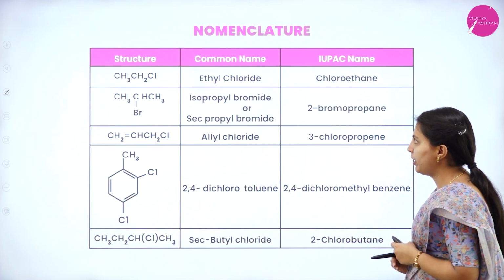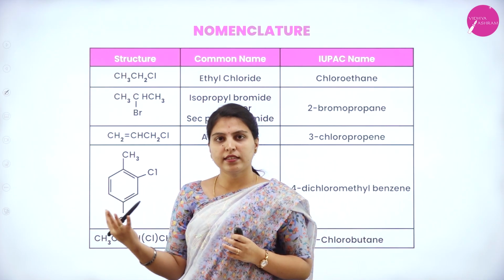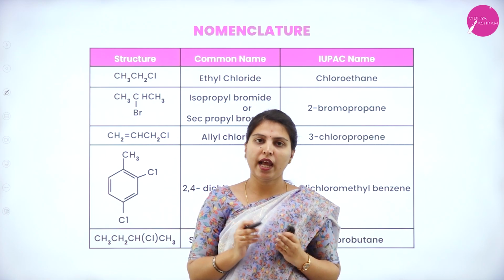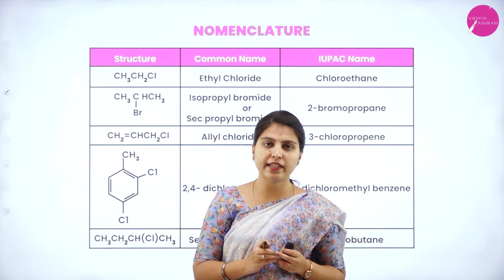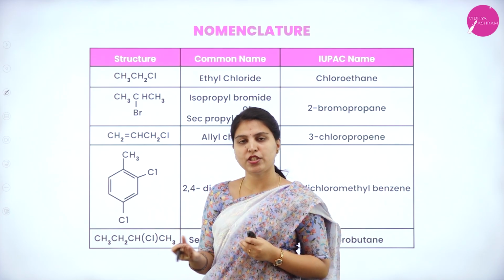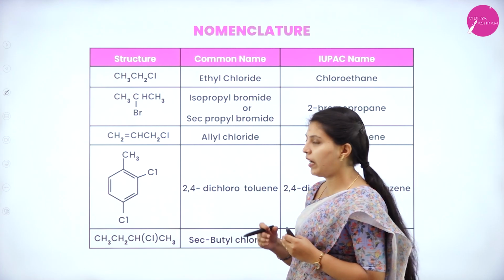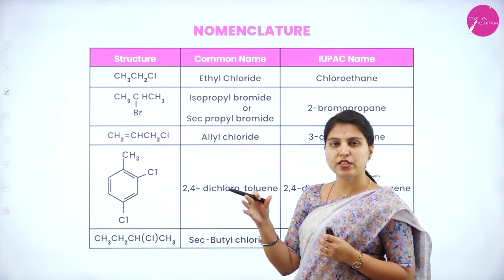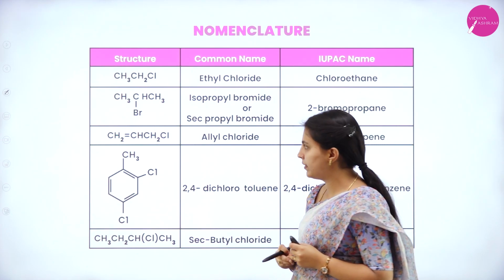Next one, nomenclature. You know that I have already told you that these are all about the halogen group. So the prefix will be halo. If it is attached to alkanes, haloalkanes. If it is attached to alkenes, haloalkenes. And if it is attached to an arene group, that is the benzene group, that will be called haloarenes.